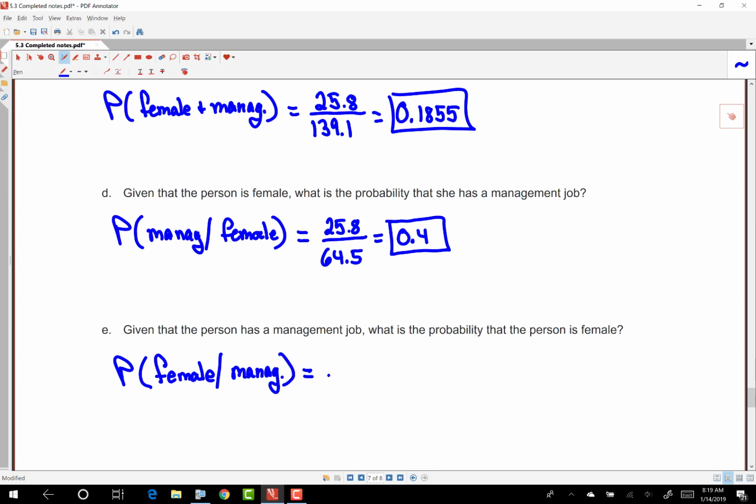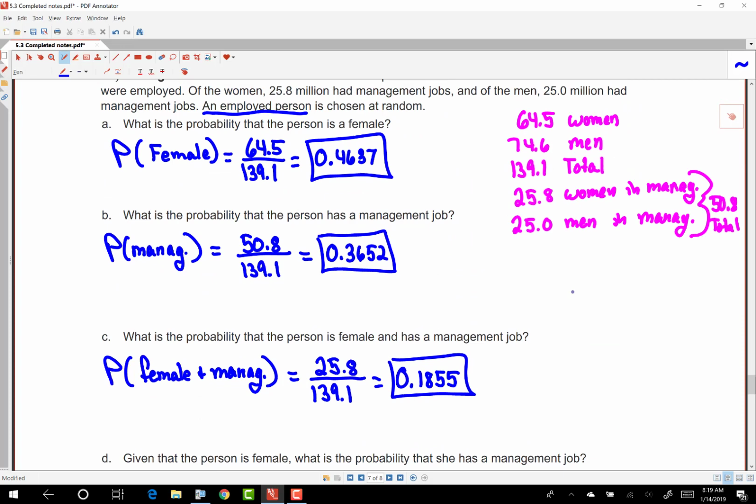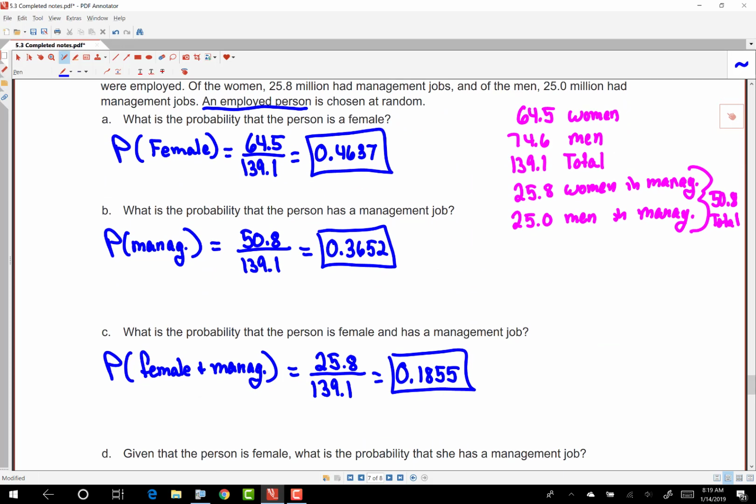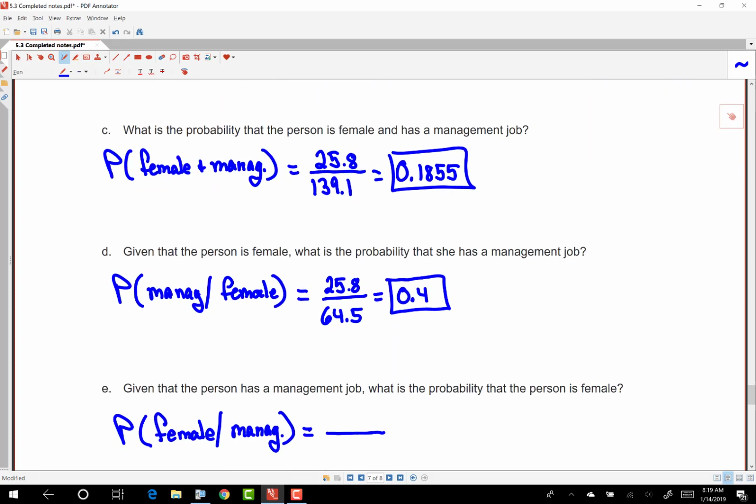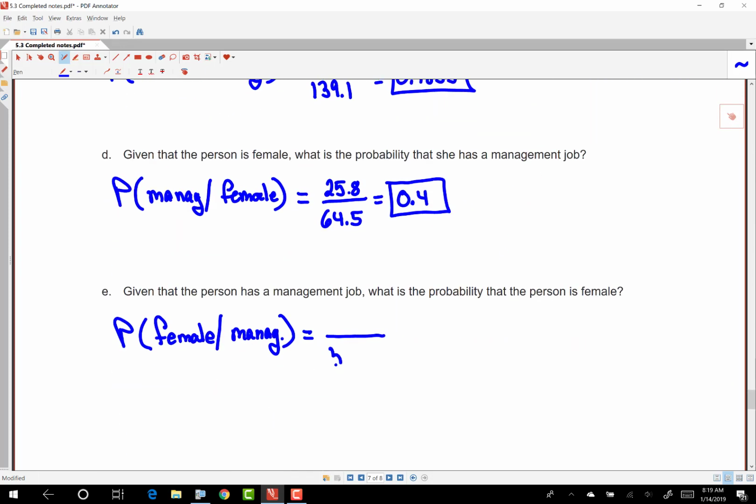So this time the bottom number is going to be the total that are in management, which I believe was 50.8. And then of those, how many are female? Well, 25.8. So 50.8 are in management, and 25.8 were the number of females that were in management. So 25.8 divided by 50.8 is 0.5079.